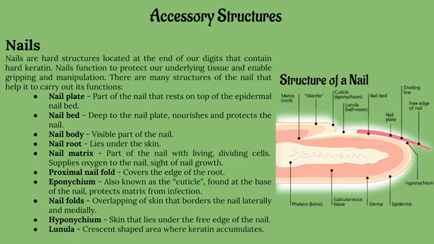Surrounding the nails are folded areas of skin called the proximal nail fold. Proximal to the nail fold, you'll find the eponychium, also known as the cuticle. On the distal end of the nail, you'll find the hyponychium. The lunula is a half-moon-shaped area of the nail that has accumulated keratin.